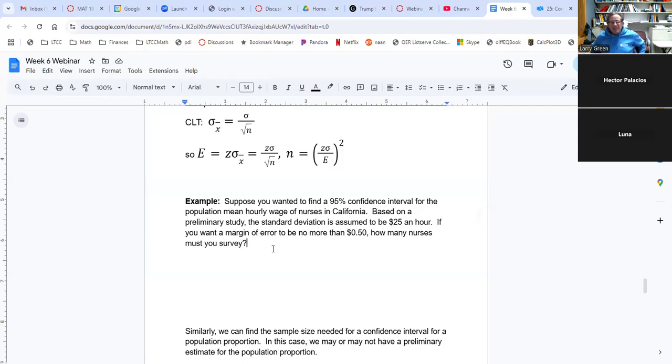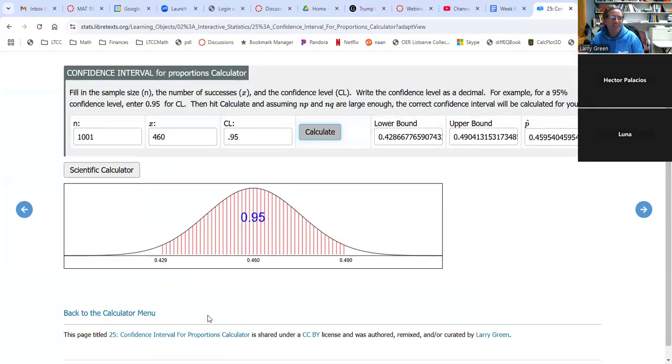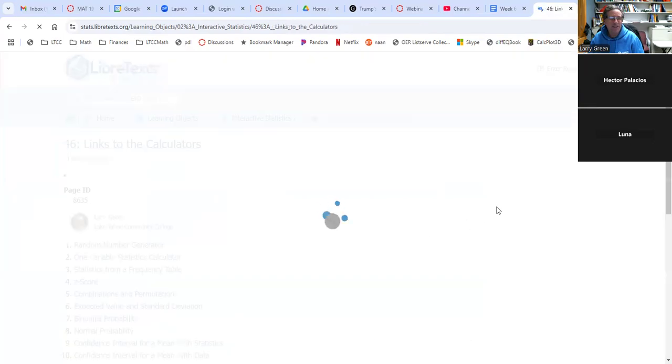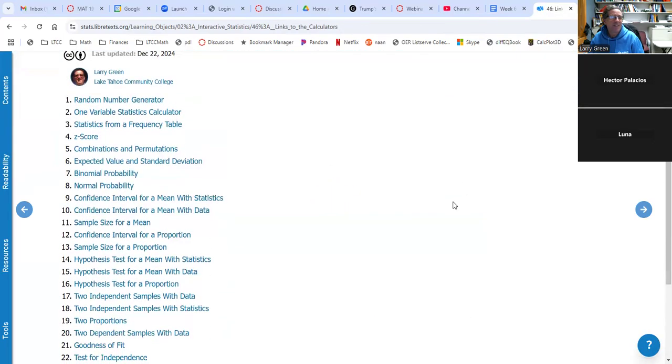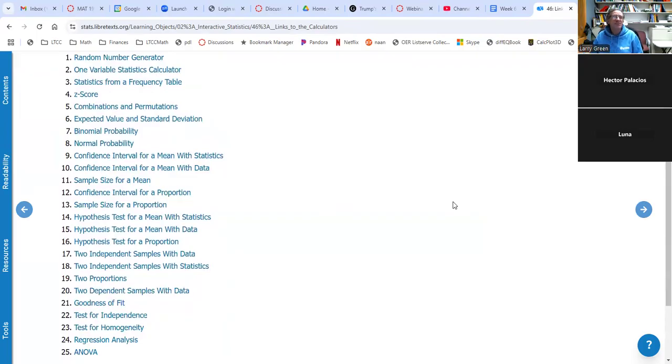Okay, so there's two ways of doing it. One is we can plug it into the formula. What's another way of doing it? Any guess? What's your guess on another way to do it? Yeah, we can use a calculator. Okay, so I'm going to go back to the calculator menu. What calculator number am I going to use now?